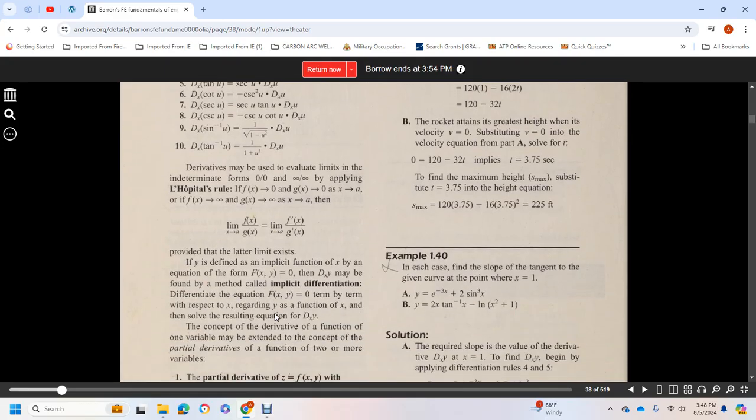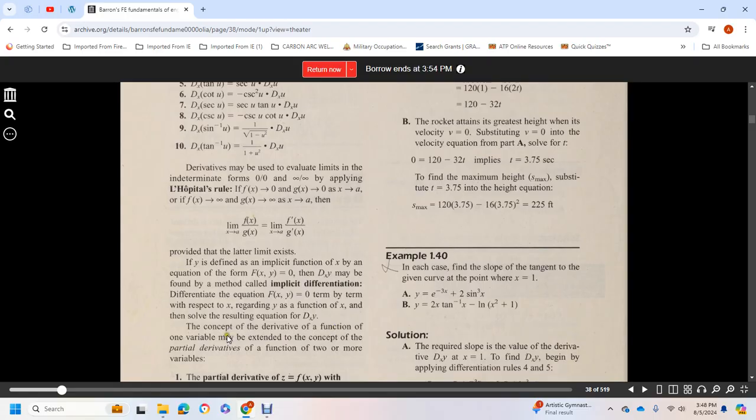A function of x may be defined implicitly by an equation of the form f(x, y) equal to 0. The derivative dy/dx may be found by a method called implicit differentiation. Differentiate f(x, y) equal to 0 term by term with respect to x, regarding y as a function of x, and then solve the resulting equation for dy/dx.